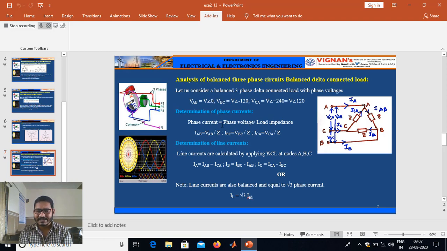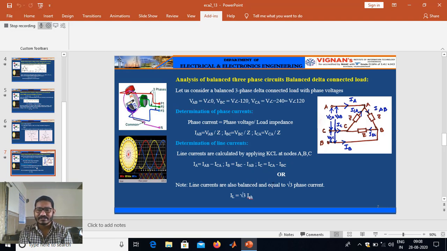What about line currents? Once you have found the phase currents, you can find the line currents. You can apply KCL at node A, so you will get IA equals IAB minus ICA. IB equals IBC minus IAB. Similarly IC equals ICA minus IBC. Just substitute the IAB and ICA values to get IA. Similarly for IB, substitute the IBC and IAB values, and for IC, substitute the ICA and IBC values. Like this you can find the line currents.